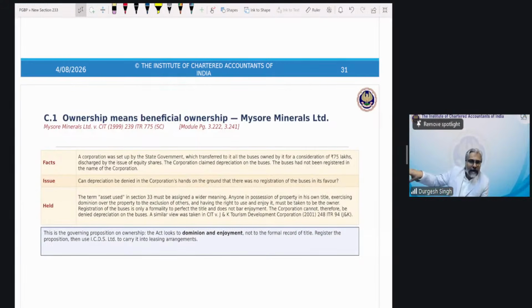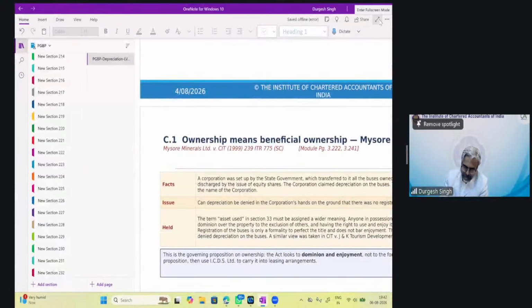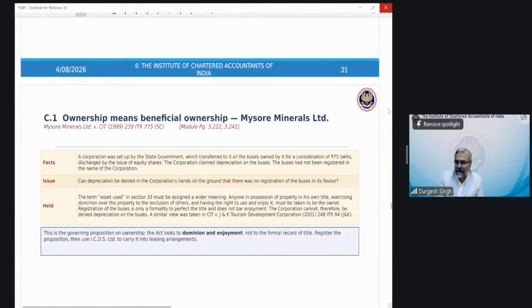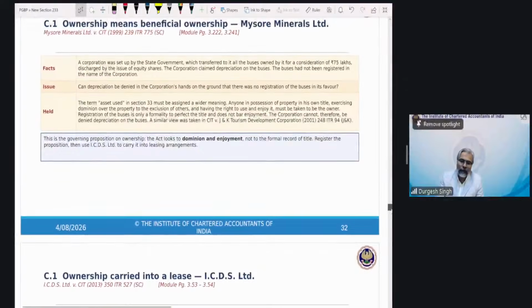Now the assessee who bought the buses, although the registration didn't happen, was claiming the depreciation on those buses. The department disallowed the depreciation, stating that you are not the owner, the asset is not registered in your name, and because you are not the owner and the asset is not registered in your name, the claim of depreciation will not be allowed to you.